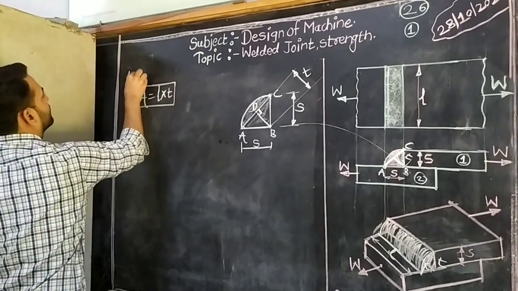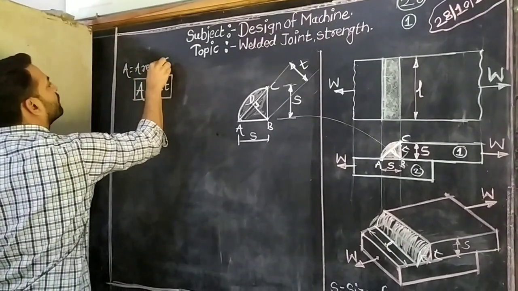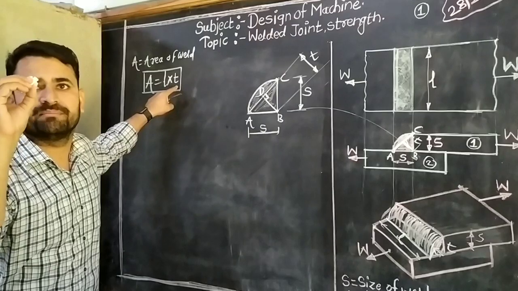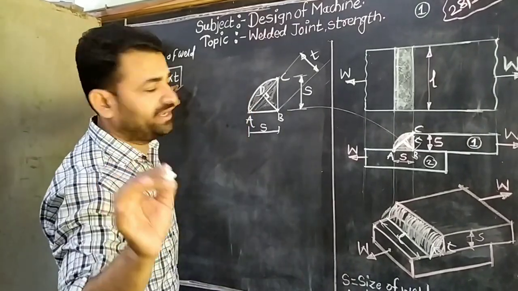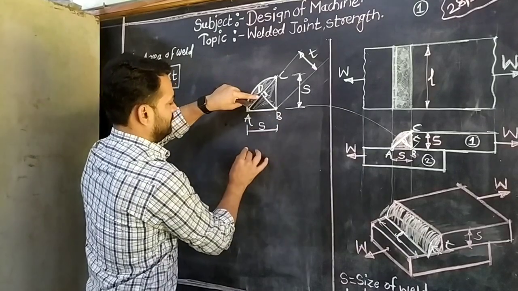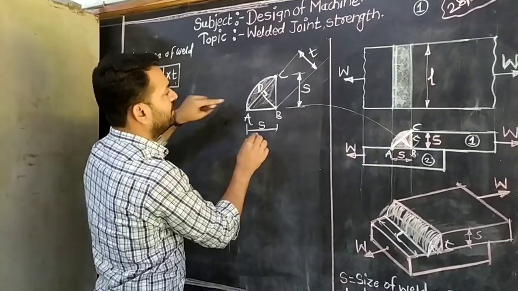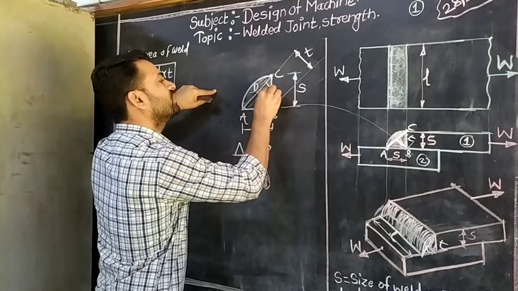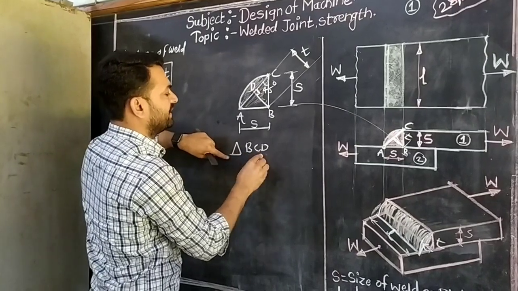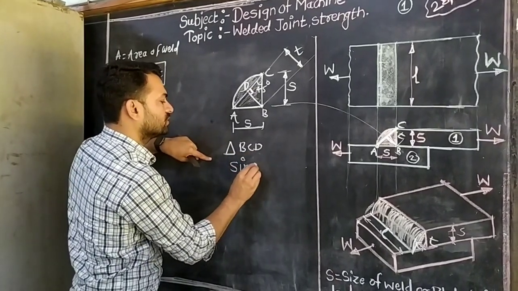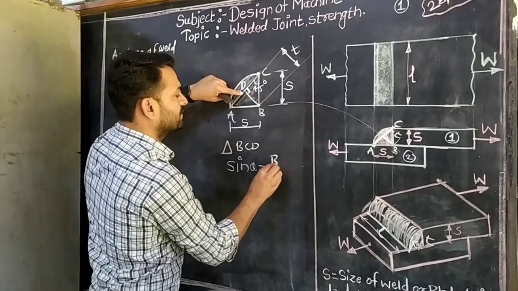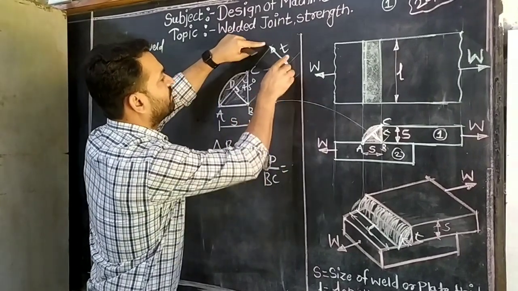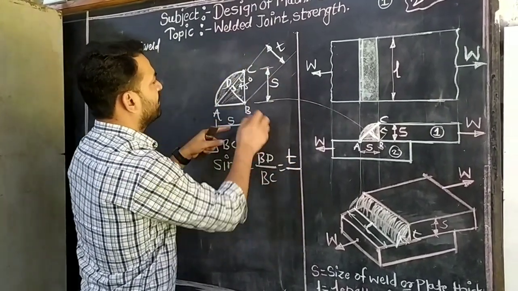A is the area of weld. Okay. How to find out T is the important thing. To find out T, we can consider triangle BCD. Here we can see this is a 45-degree angle. So in triangle BCD, sin theta will be equal to BD upon BC, and BD is equal to T, so T divided by BC.